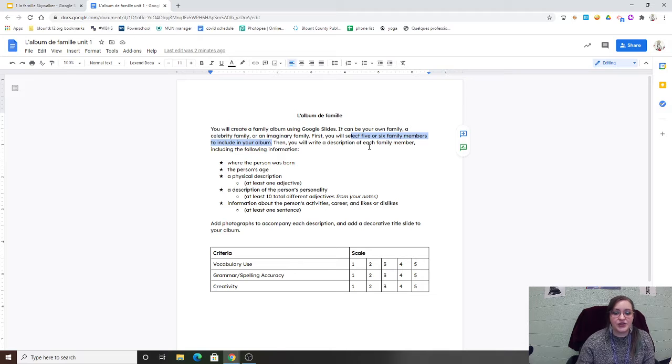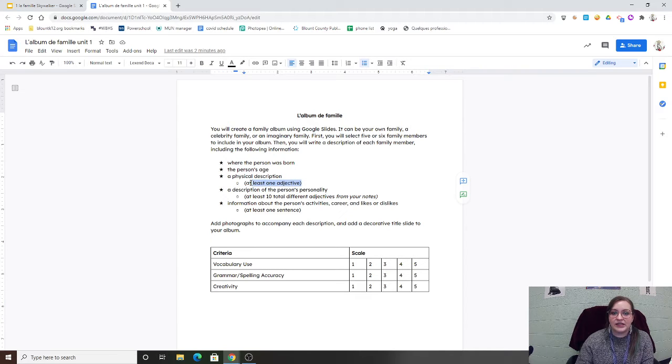Then you'll write a description of each family member, including the following information: where they were born. This is something you know how to say. If you don't remember, you should look back in your notes or in your practice. How old they are. A physical description.